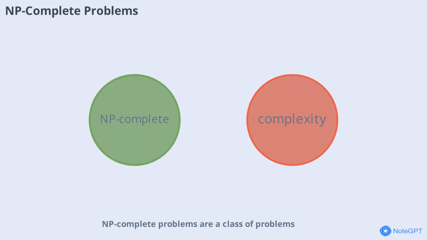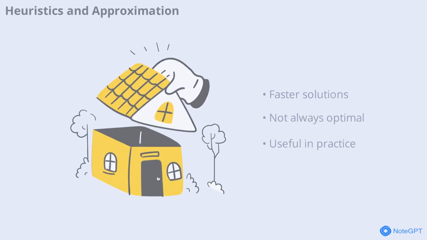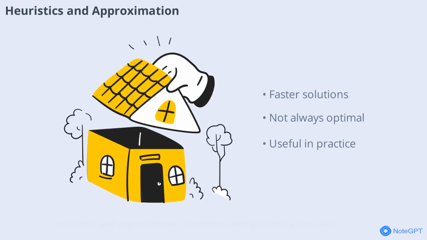NP-complete problems are a class of problems for which no efficient solution is known. Many famous problems like the traveling salesman and subset sum fall into this category. Understanding their time complexity helps set realistic expectations for what computers can solve efficiently. When exact solutions are too slow, heuristics and approximation algorithms offer practical alternatives.